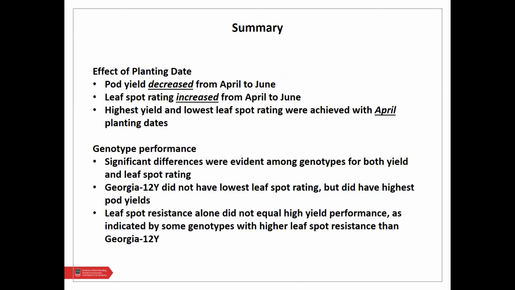As far as genotypic performance, significant differences were evident among genotypes for both yield and leaf spot rating. Georgia 12Y didn't always have the lowest leaf spot rating, but did have some of the highest pod yields across these 3 years. Leaf spot resistance alone did not equal high yield performance, as indicated by some genotypes with higher leaf spot resistance than Georgia 12Y.